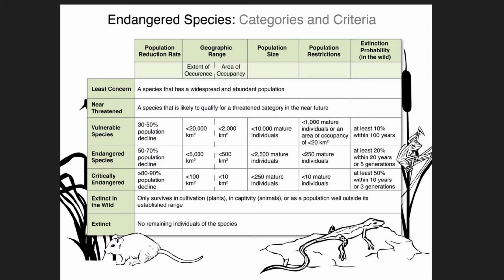Critically endangered is next. Approximately 80 to 90% of the population has declined, and 50% will be gone within 10 years. After that, a species will be categorized as extinct in the wild. These species only exist in zoos or other captivities. Finally, a species can become extinct if no animals in the species exist anymore.